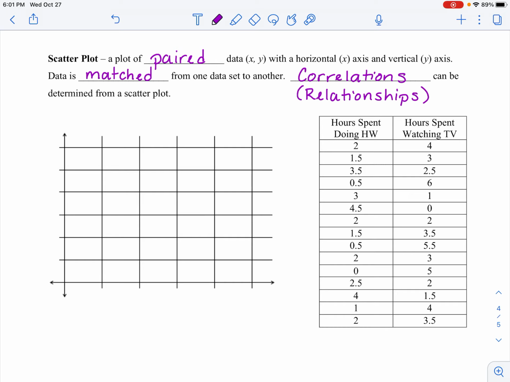Can be determined from a scatter plot, okay? So what we have here is we've got a table where we've got paired data. So we're going to say that the hours spent doing homework, that's our x values, and the hours spent watching TV are the y values. All right, so I'm going to label that right on the x and y axis. So I'm going to write that this is hours spent doing homework. And on the other, I'm going to write that this is hours spent watching TV.